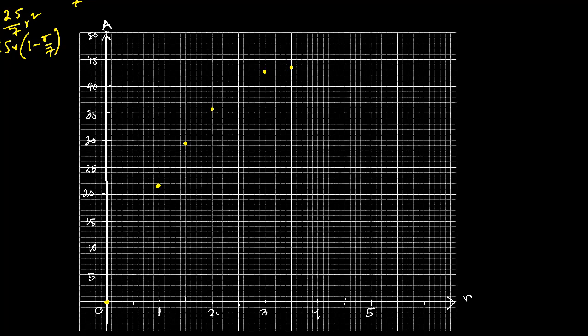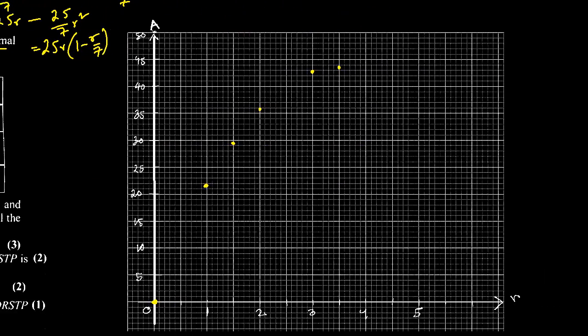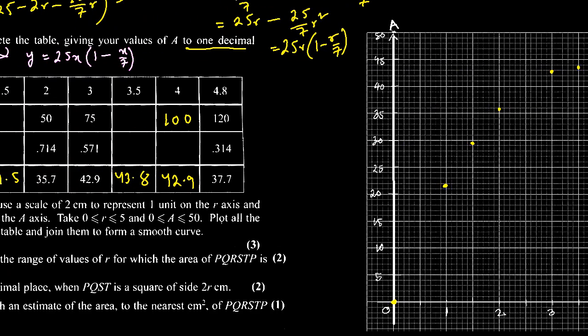Okay, that is 3.5. We're almost done. When we have 4, it is 42.9. So when we have 4, we have 40, 41, 42. So 42.9 is going to be 40, 41, 42, 43, somewhere around here. Okay, and that is 42.9.